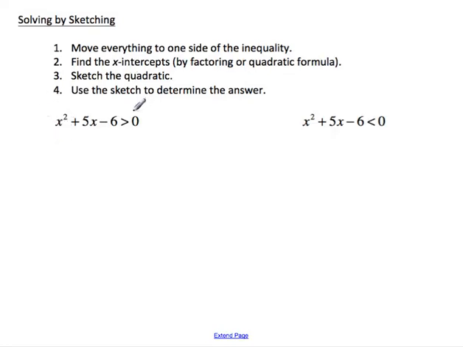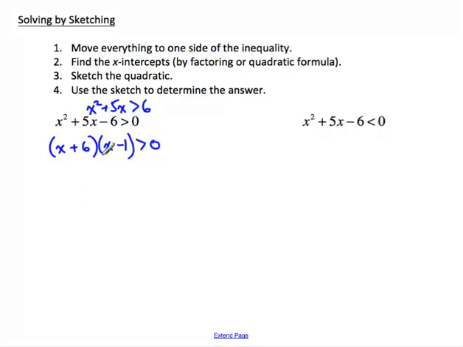So the first step would be, if the question were a little harder, we'd have to move everything to one side of the inequality first. So for example, the question could have started off as x squared plus 5x is greater than 6, and then we want to move this 6 to the left-hand side by subtracting 6 from both sides. Here it's already done for us. Then we would factor the quadratic to find the x-intercepts. So in this case, we're looking for two numbers that multiply to -6 and add to 5. Those numbers are positive 6 and -1, so this factors to x plus 6 times x minus 1, and then we've got our greater than 0.